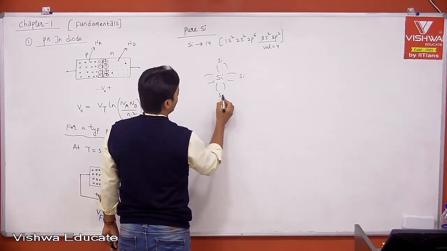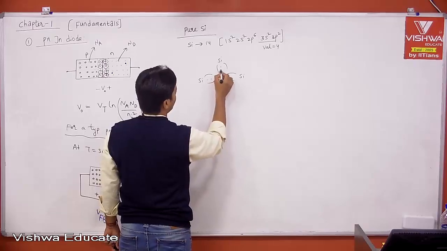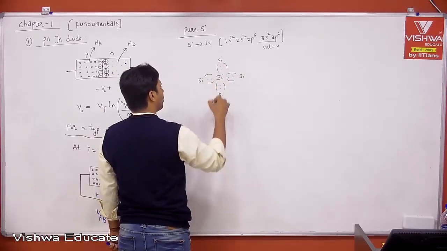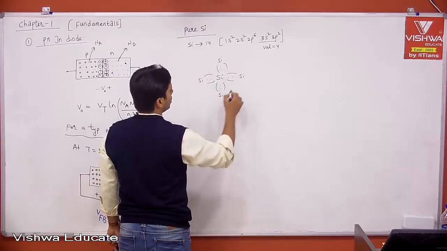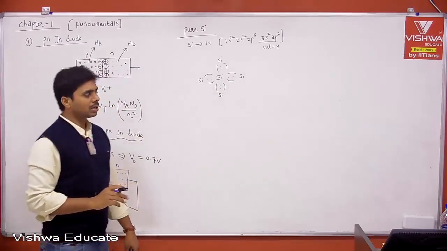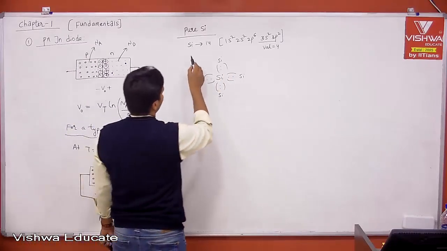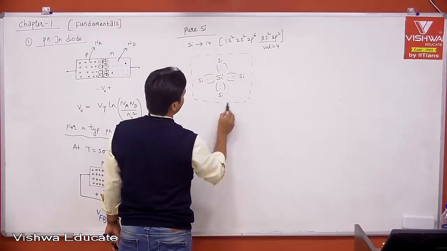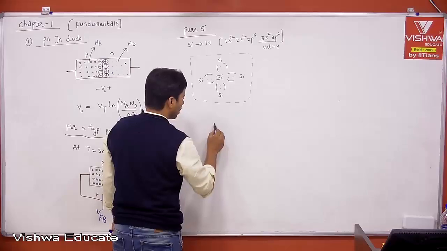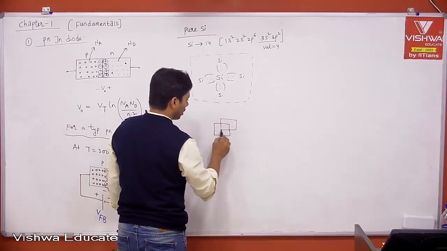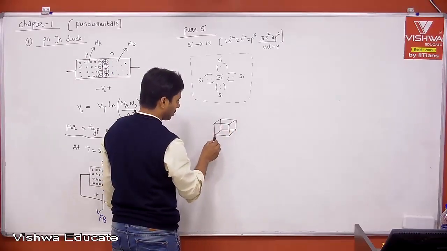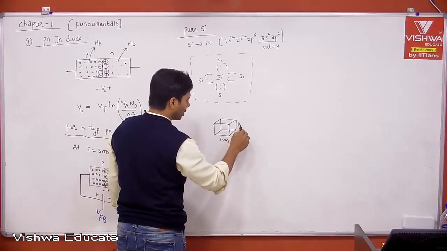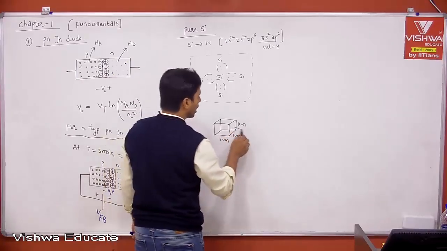This will be continued, but let me take this. It already has 4 electrons, 1, 2, 3, 4, and shares with 4, and that is how it gets stability. Now, let us say this is the silicon material. If you ask me how many silicon atoms are there in 1 cubic centimeter of silicon material, what does it mean? 1 centimeter width, 1 centimeter breadth and 1 centimeter height.